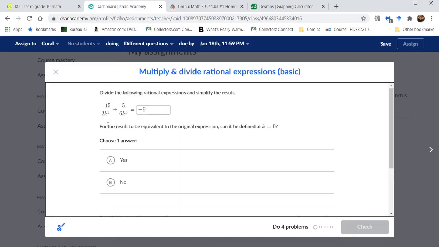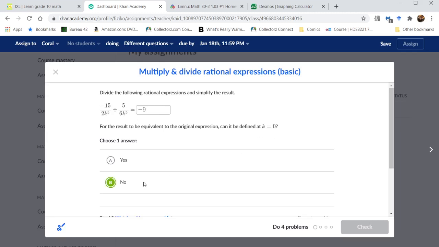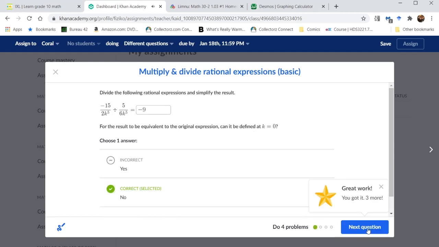And for the result to be equivalent to the original expression, can it be defined at k equals 0? Well, the original would involve dividing by 0 when k equals 0, so no. They cannot be defined at that point, or it is not truly equivalent.